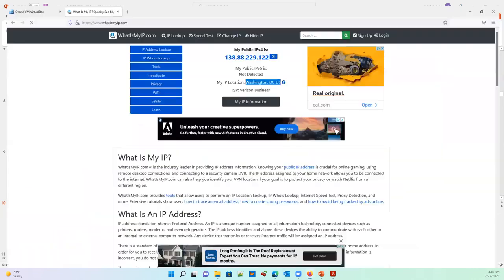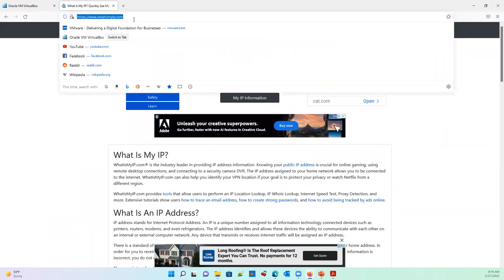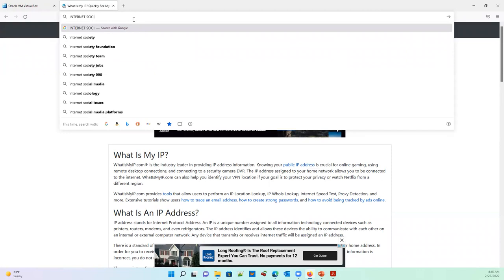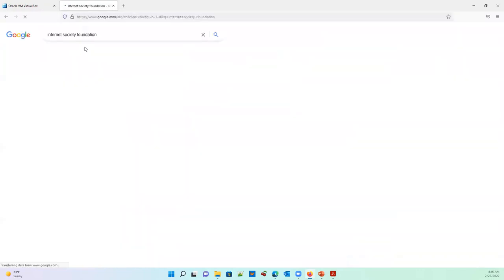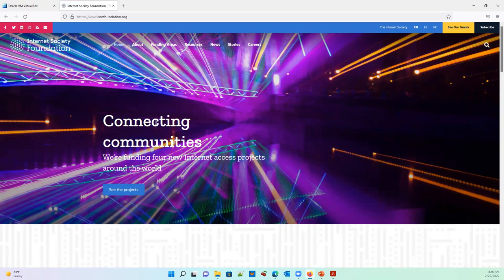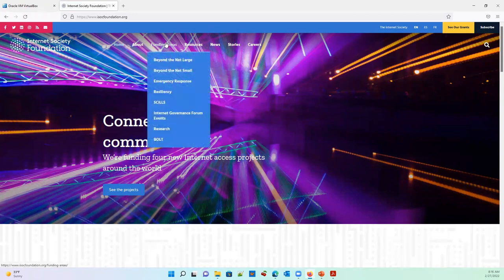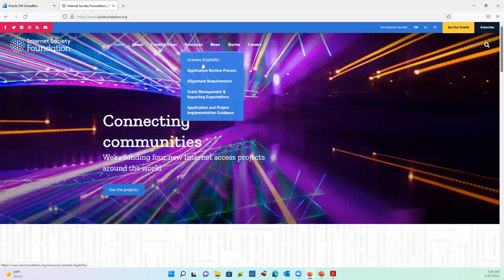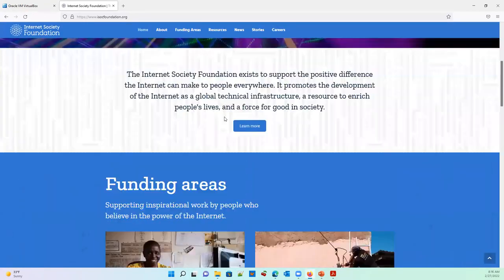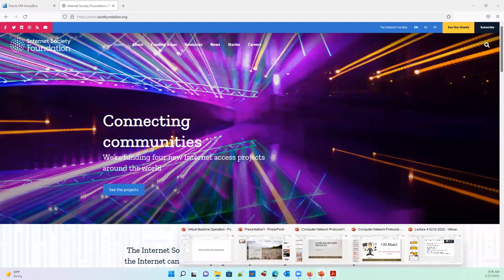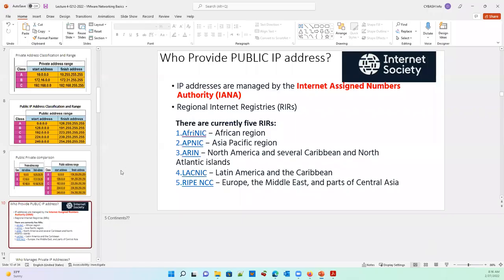So I'll search. Yeah, so this is an organization that gives you IP addresses. So resources, let's see, you see you have an application process. If you want an IPv4 address, you have to apply for it. And let's see, each organization has their own. So let's check Europe. Let's check here.